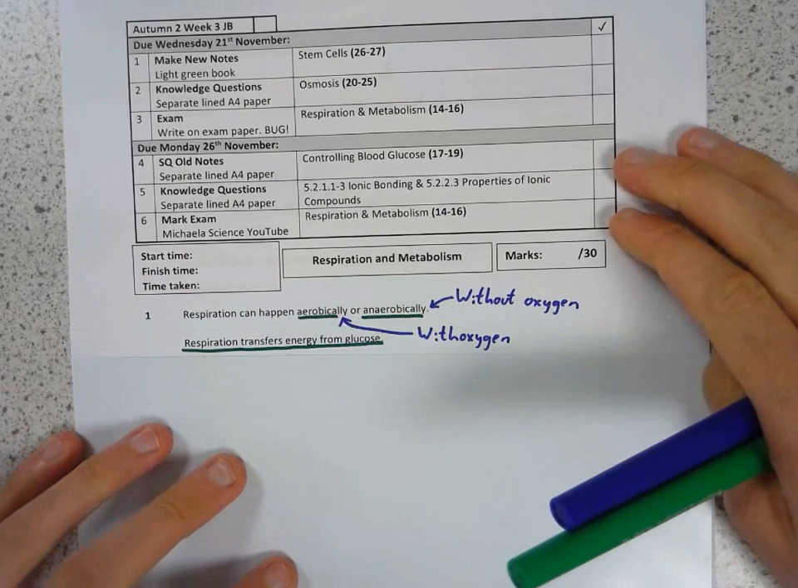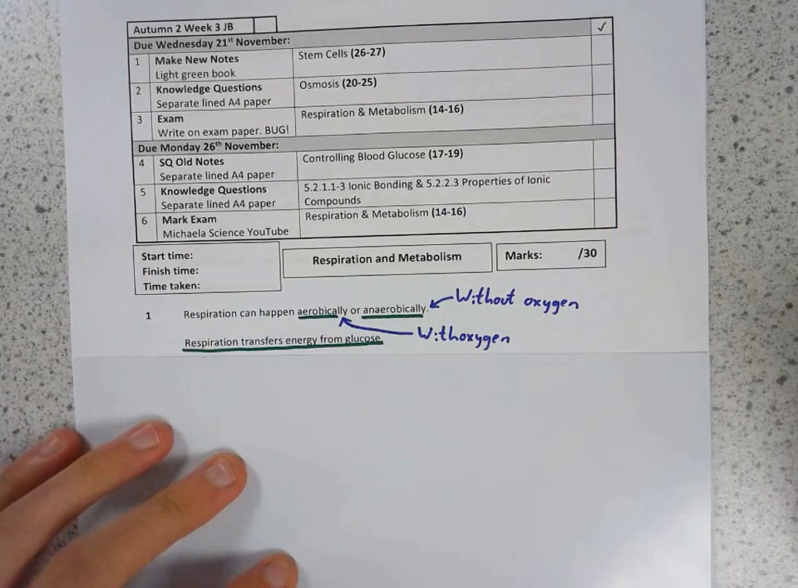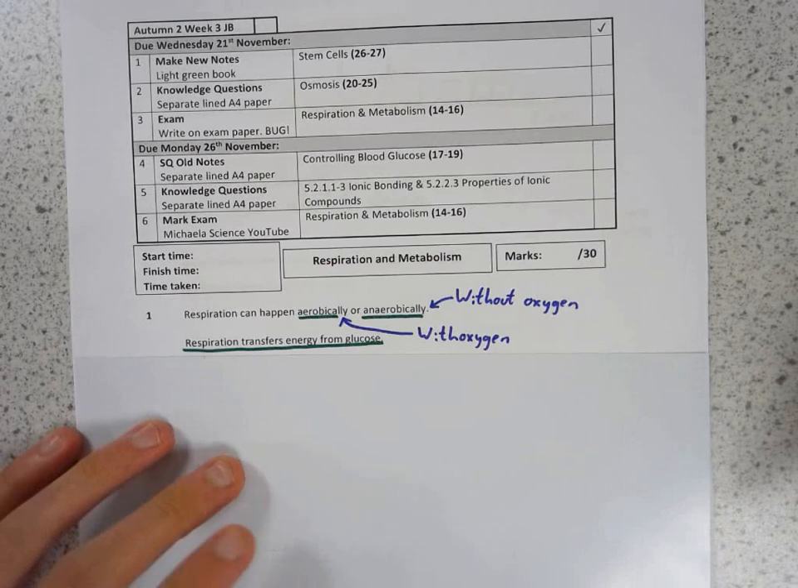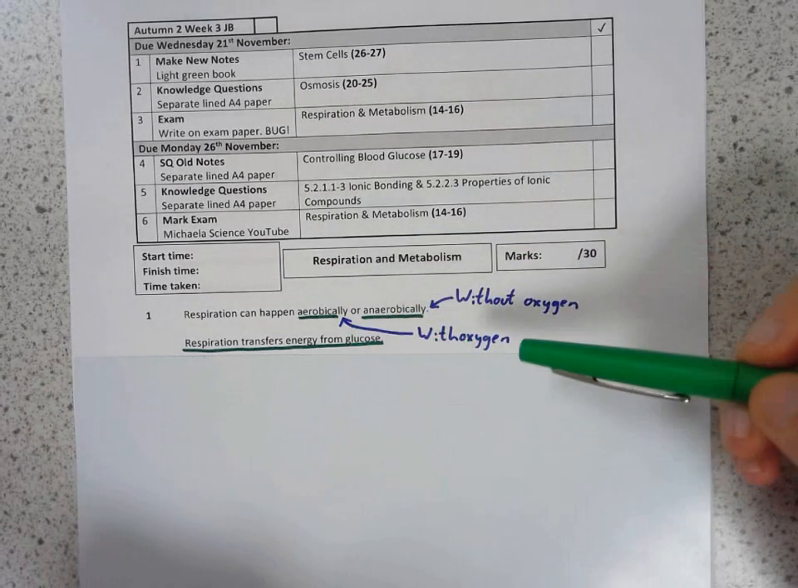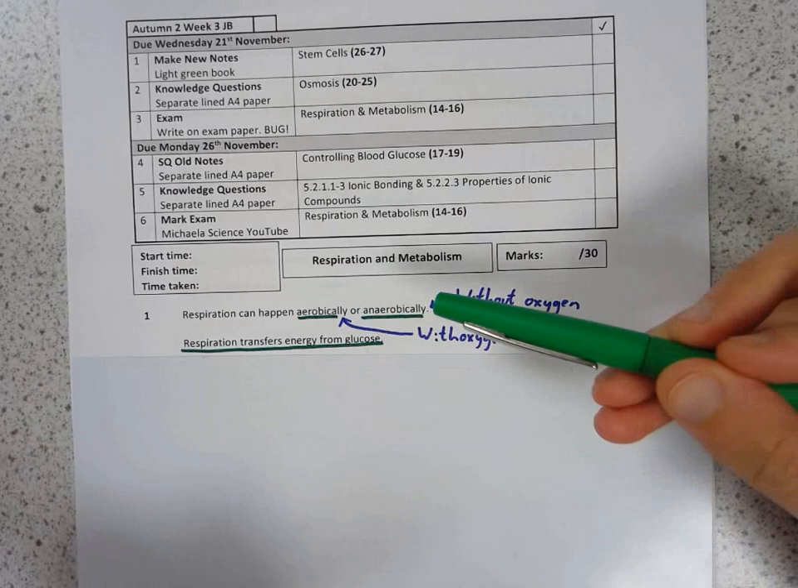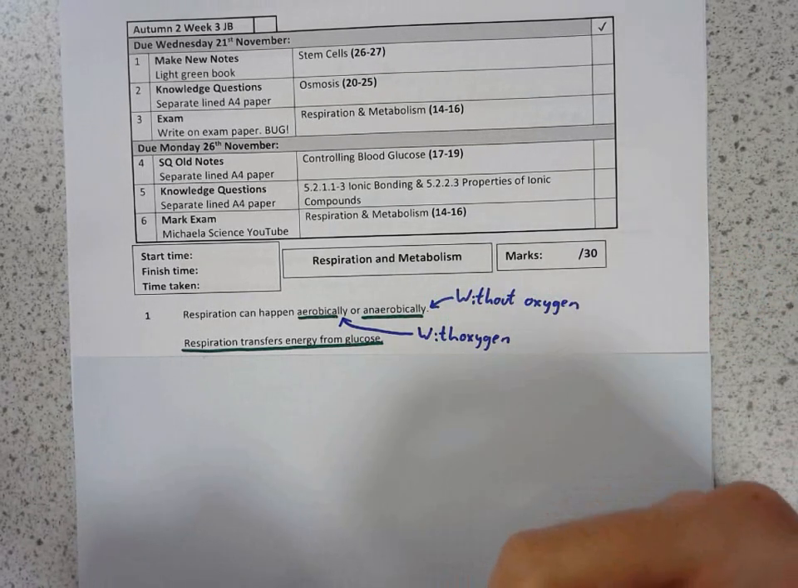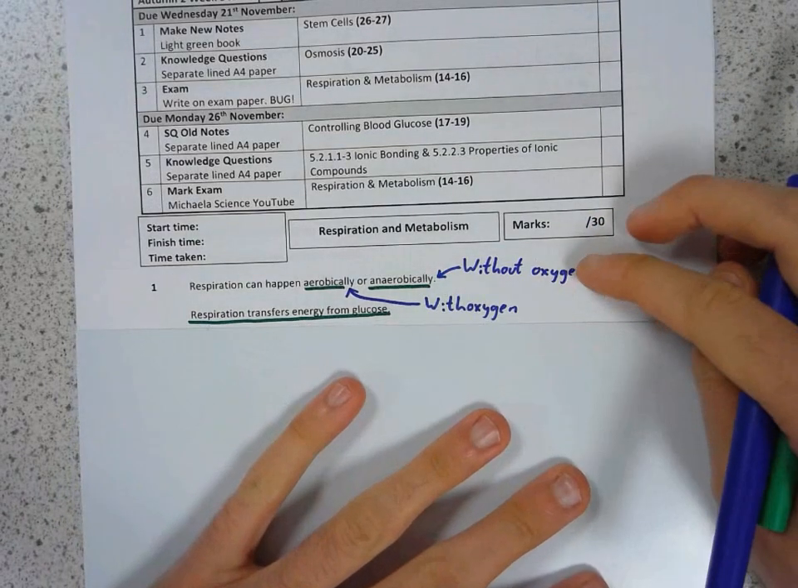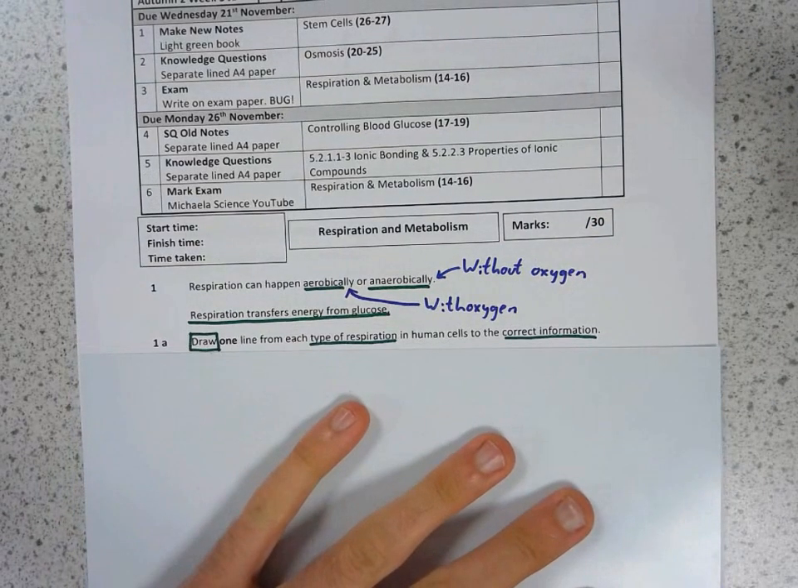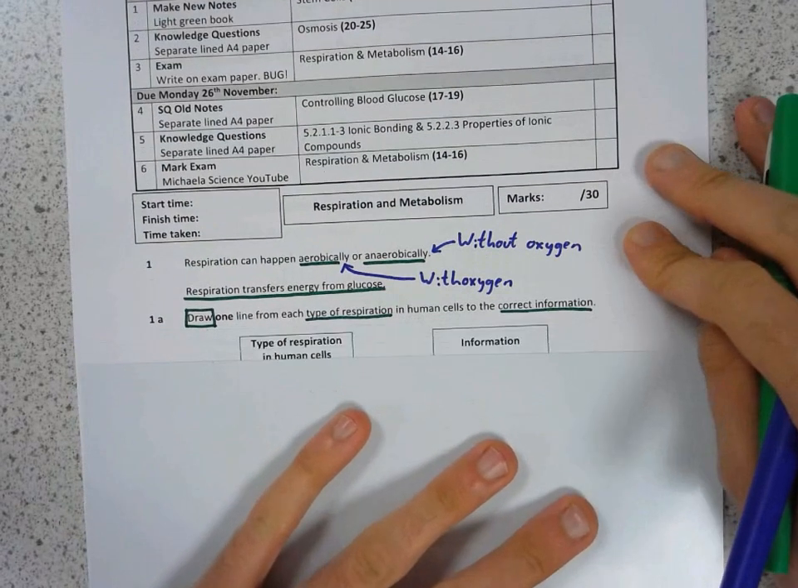Question 1 says, respiration can happen aerobically or anaerobically. These are two terms we're going to come across a lot as we're doing an exam on respiration. Aerobically, remember, means with oxygen. Anaerobically means without oxygen. It says respiration transfers energy from glucose. Draw one line from each type of respiration in human cells to the correct information.